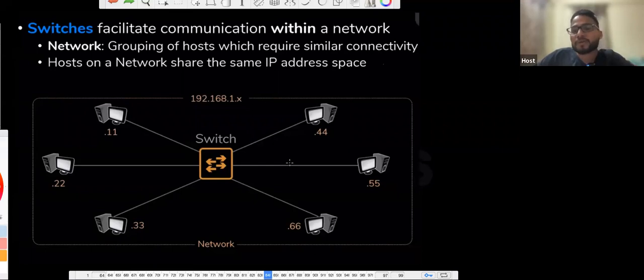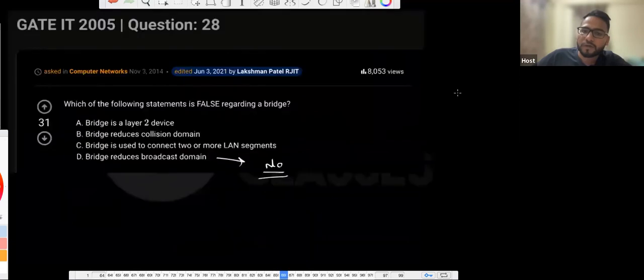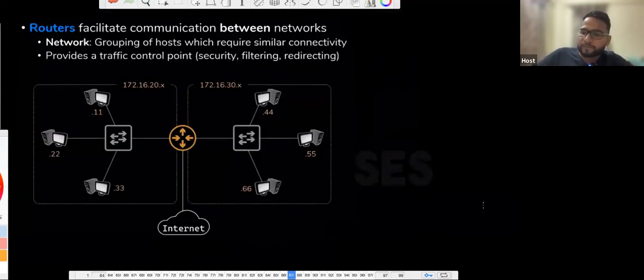But it is not reducing the broadcast domain, which means if you're putting the switch, let's suppose earlier that whole thing was one broadcast domain. Putting the switch does not reduce it. Now also this whole thing is just one broadcast domain. Okay, now let's see the router.